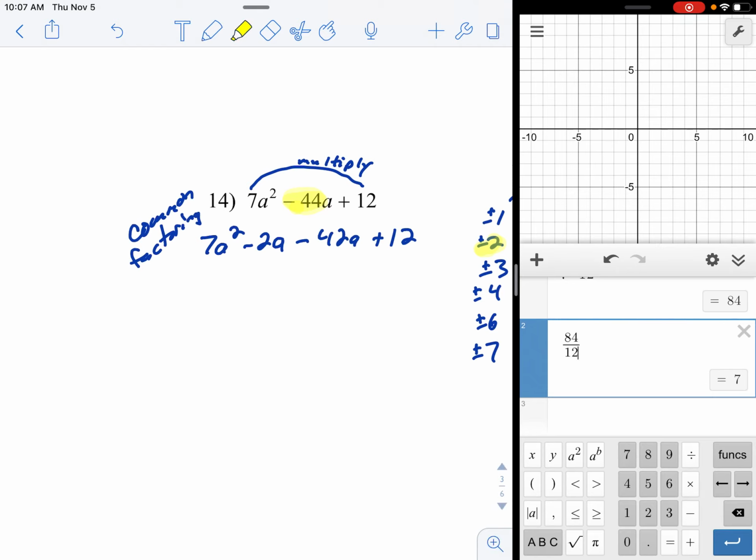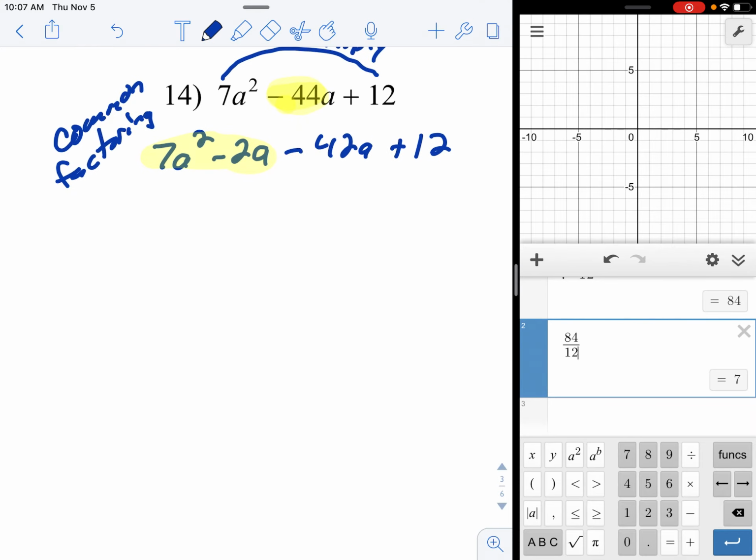But we're going to focus on just these first two terms. What do they have in common with each other? 7 and 2 have nothing in common. You can't divide anything out of 7 and 2. You could argue divide out a 1, but that doesn't change them. They're still a 7 and a 2. But the terms both have a, so you can divide out a common a. That's going to leave us with 7a minus 2.